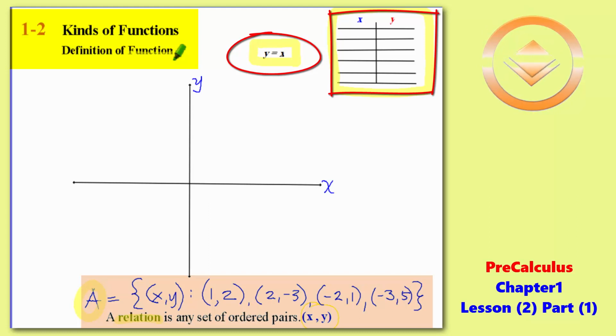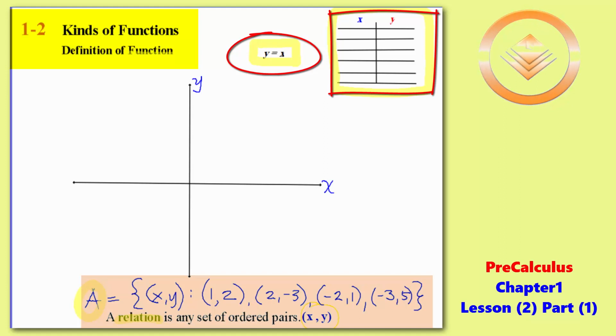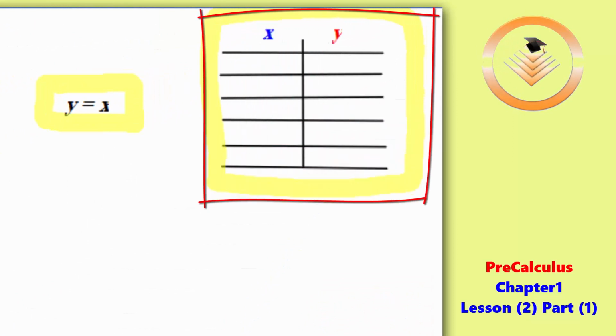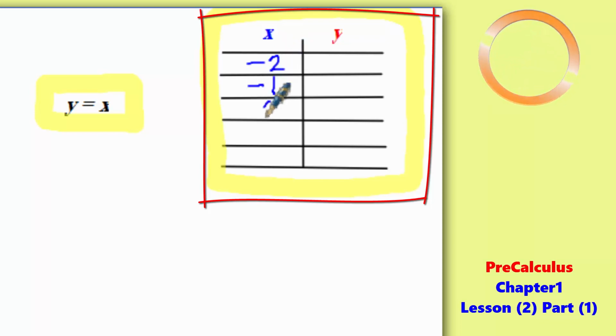So what is a function? Now let me start defining this by getting values for x and values for y. Let us have some values taken from the x number line. Okay, let's introduce -2, -1, 0, 1, and 2.